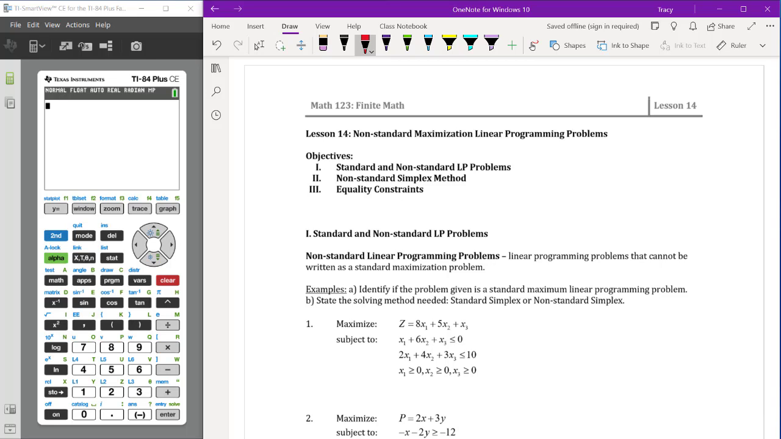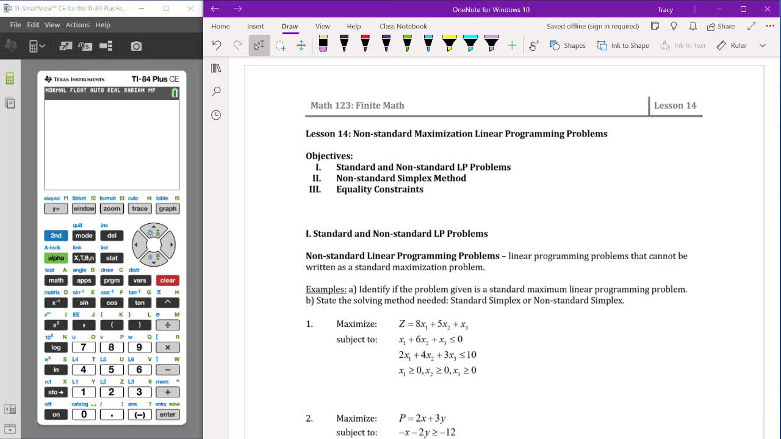A standard max problem has the objective function to be maximized. Each constraint is written with a less than or equal to inequality. The number after the less than or equal to inequality is non-negative, which means it's 0 or positive. And we have the non-negative constraints for each variable.